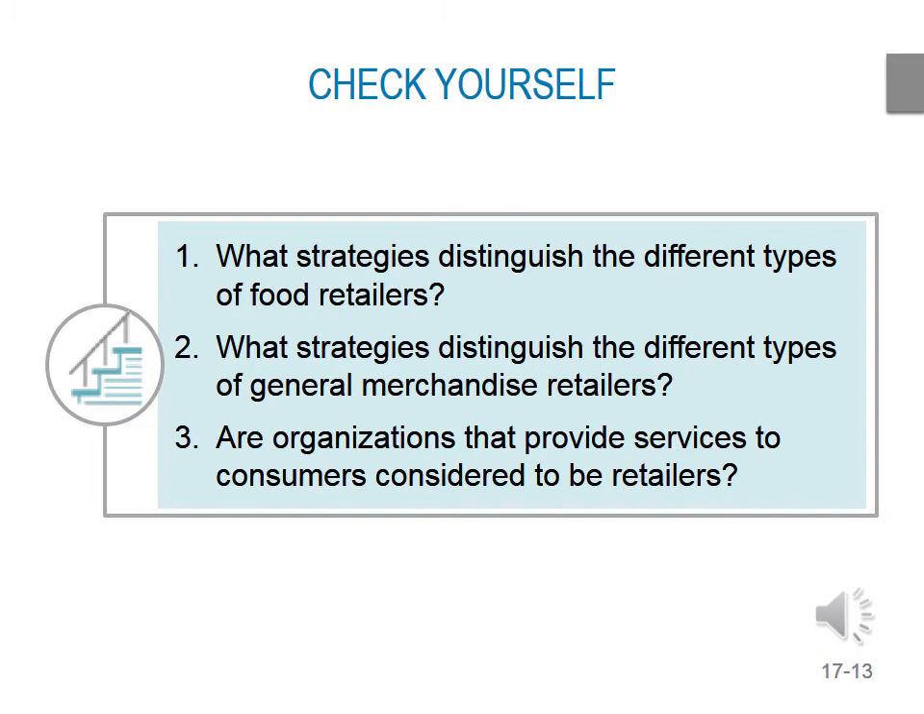Second question. What strategies determine the different types of general merchandise retailers? General merchandisers include department stores. Their strategy is to carry a broad variety and deep assortment, offering consumer services and organizing their stores into distinct departments for displaying merchandise. In contrast, strategically, full-line discount stores offer a broad variety of merchandise, limited service, and low prices.